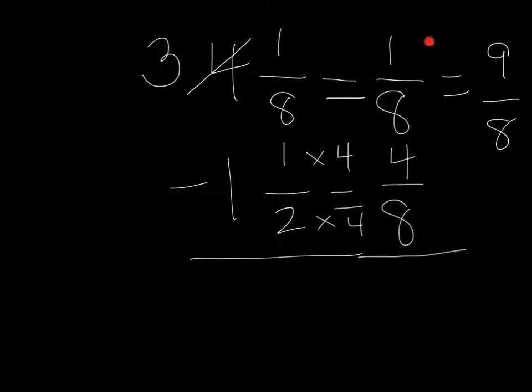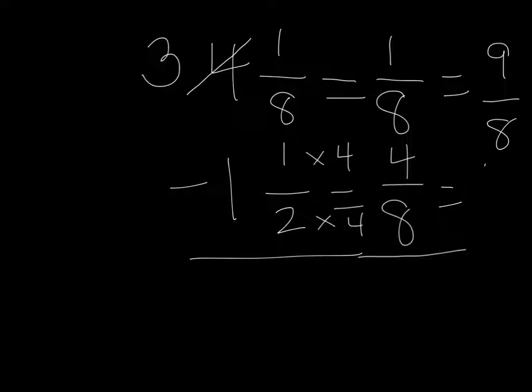Now let's take a look again at what I just did. I knew that I could not do 1/8 minus 4/8. So I did some regrouping and renaming from my 4. I took 1 whole away, which gave me 3, and I renamed that 1 whole as 8/8, and I added it to my 1/8 to give me 9/8. Now I'm ready to subtract.